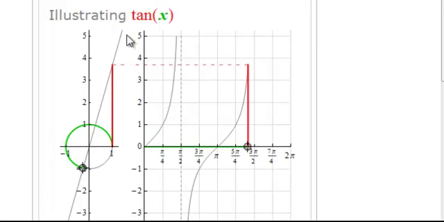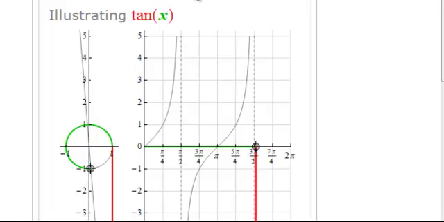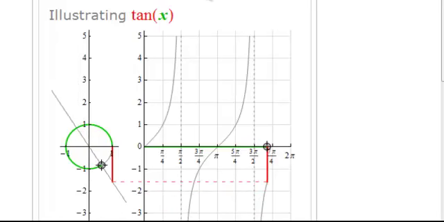So the slopes are getting bigger and bigger and bigger. And at 3 pi over 2, we have very big slopes. At 3 pi over 2, we're undefined, so we skip over the line. And then we have very big negative slopes again. And we see here as we approach 0, we're getting a slope of 0 right there. Okay?